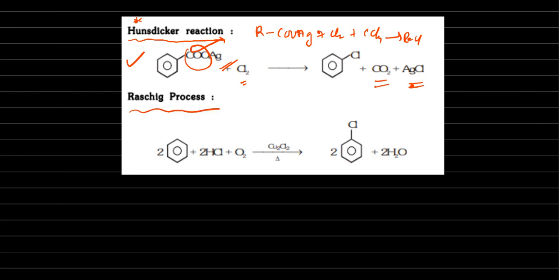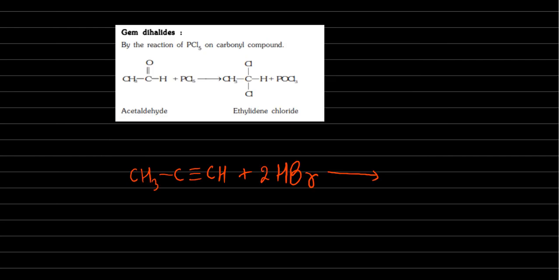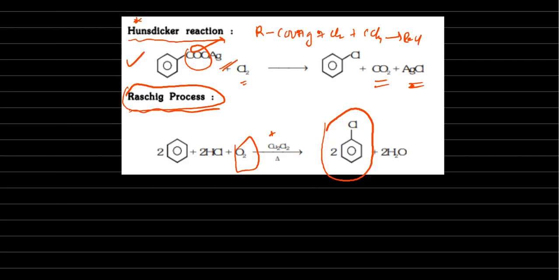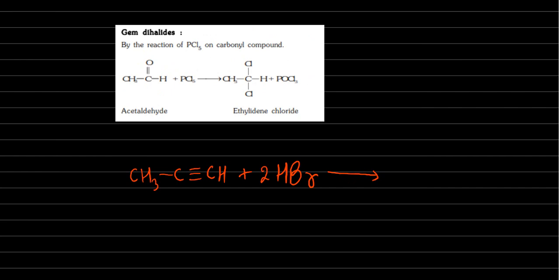Next, Raschig process. Here, chlorobenzene we are taking. This is similar to the Sandmeyer reaction again. Cuprous chloride we are taking, but in the presence of oxygen. Another name is the Raschig process. This name is important. Industrially, in bulk, we are preparing chlorobenzene by the Raschig process.